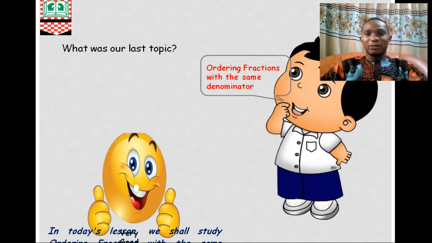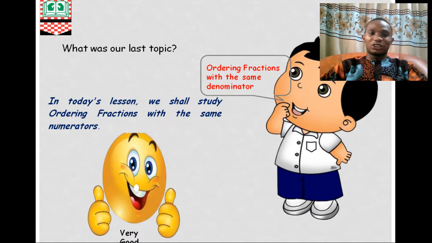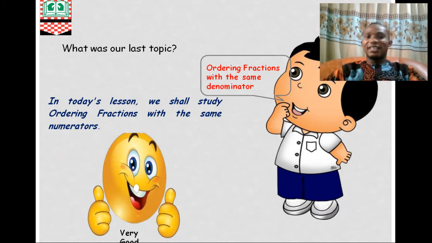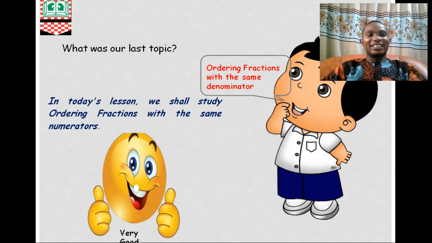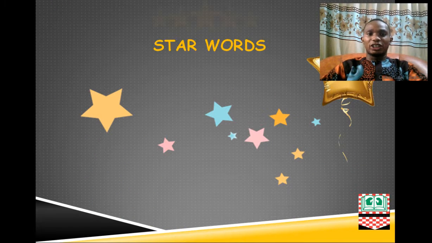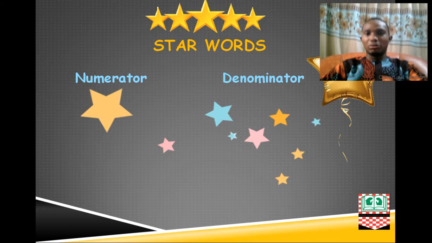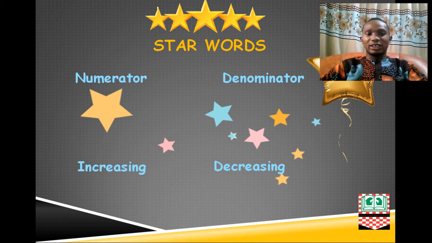That's very good. Today we shall be looking at the topic ordering fractions with the same numerator. Last week was the same denominator. Today is the same numerators. The first star word for this week is numerator. The second one is denominator. The third one is decreasing, and the last one is increasing.